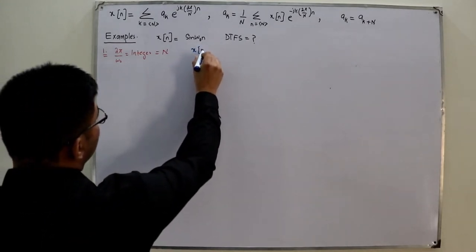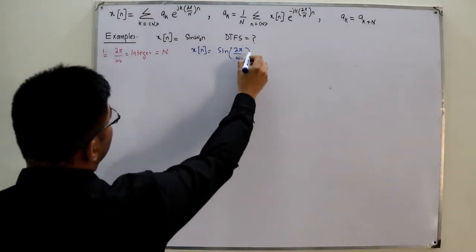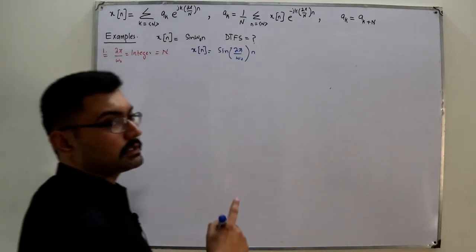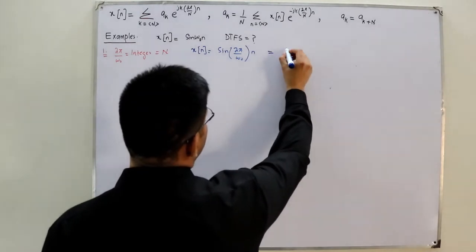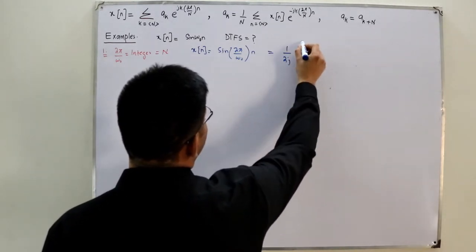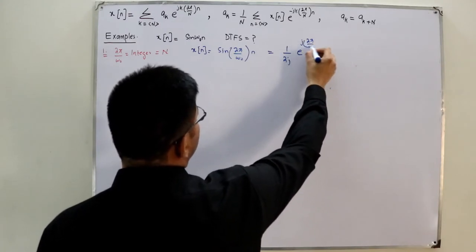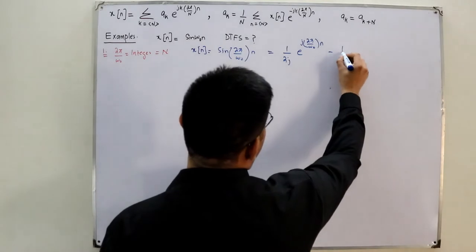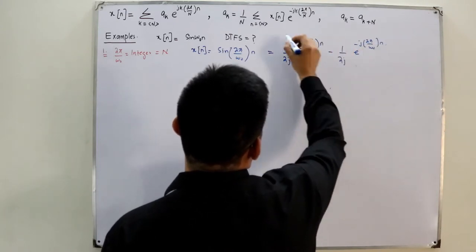So I can write my x of n as sine of 2 pi by omega naught into small n. Now we want to represent it in this form, so we can use Euler's theorem: exponential of j theta minus exponential of negative j theta, divided by 2j. So I could write 1 upon 2j exponential of j 2 pi by omega naught n, and small n is included over here. Then similarly, minus 1 upon 2j exponential of minus j 2 pi by omega naught into n. So this is from Euler's theorem.